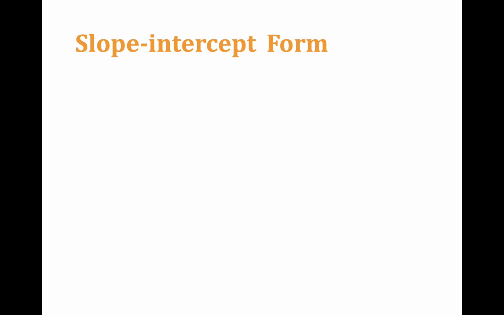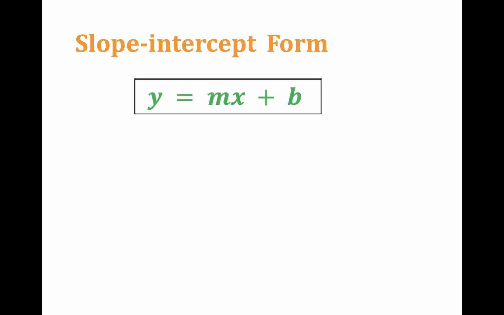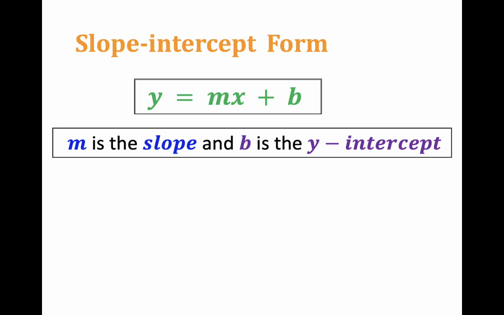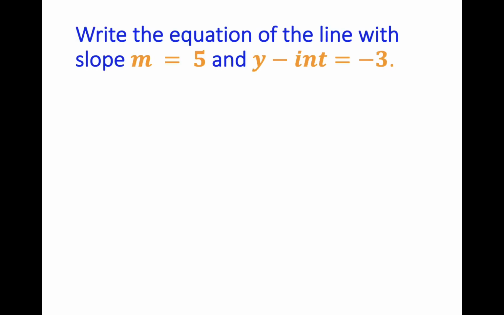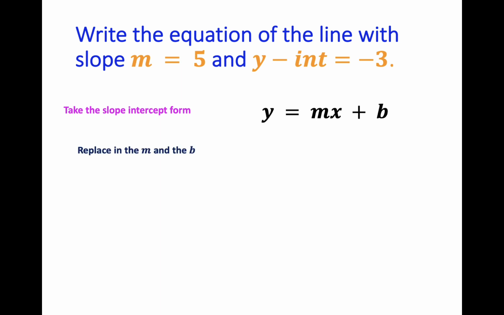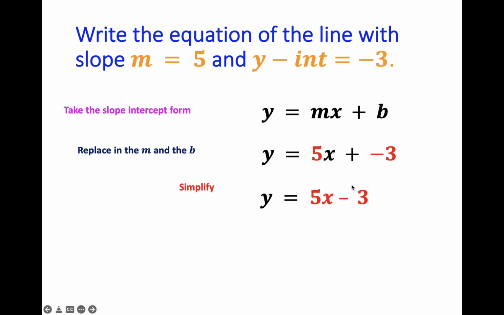Okay. For the slope-intercept form, y is equal to mx plus b. So that will be the formula where m is the slope, b is the y-intercept. So our objective is to write the equation of a line given its slope and y-intercept. So yan, given natin, slope is 5 and y-intercept is -3. So yan, substitute natin. Replace the m and b by 5 and -3. Simplify. So we have 5x minus 3 because positive multiply negative, that is negative.